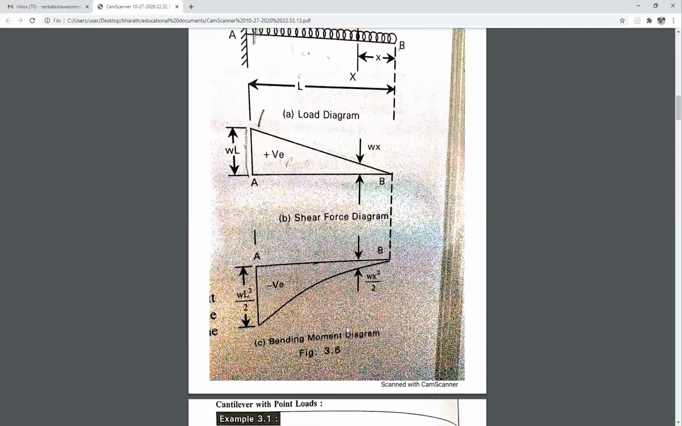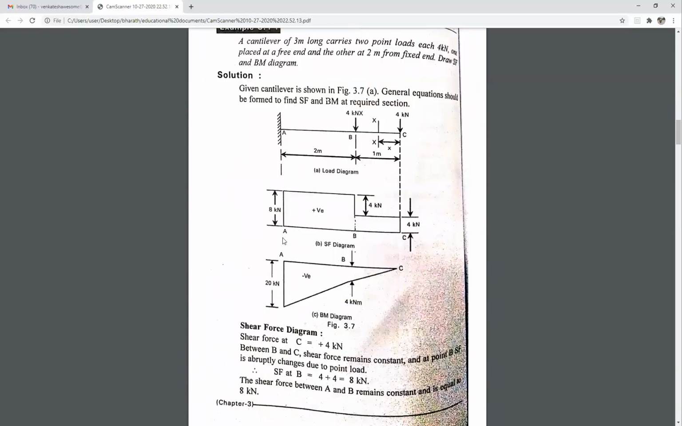Just remember this formula, Wx square by 2. At any section, the bending moment will be Wx square by 2. Okay, at the free end, at the fixed end, the value could be WL square by 2. At the fixed end, the SFD value could be W times L.